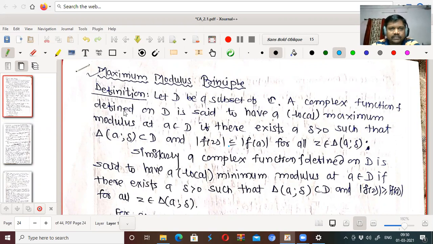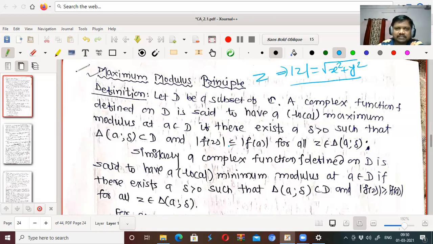Today we will discuss the maximum modulus principle. Now, we know what is meant by modulus. If z is a complex number, then mod z is called the modulus of z, and this is nothing but the square root of x squared plus y squared. Now we want to study this modulus and its maximality.